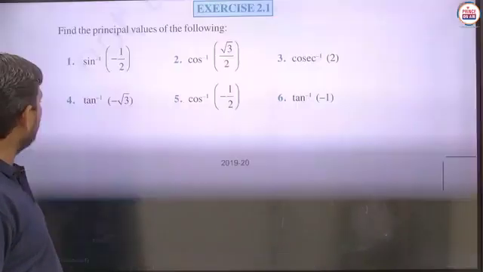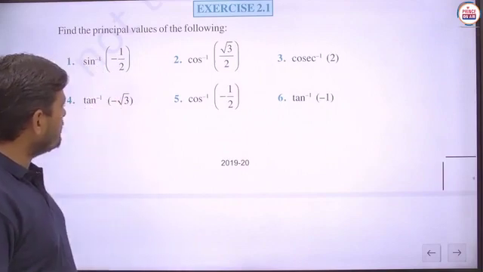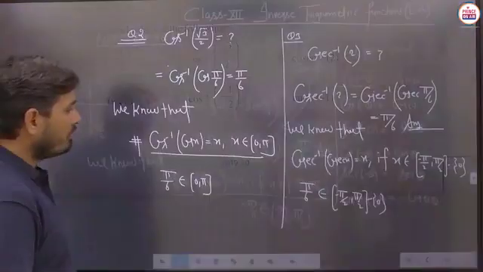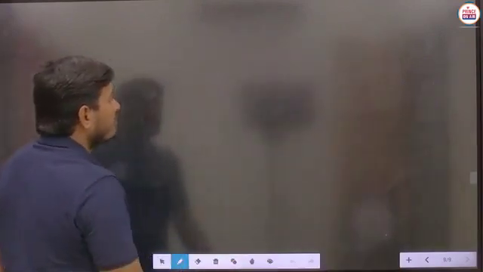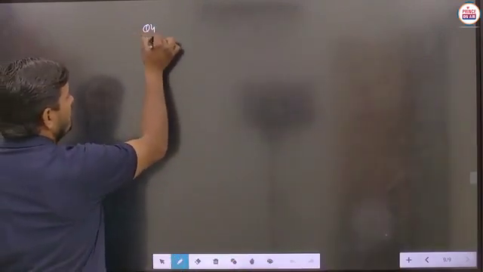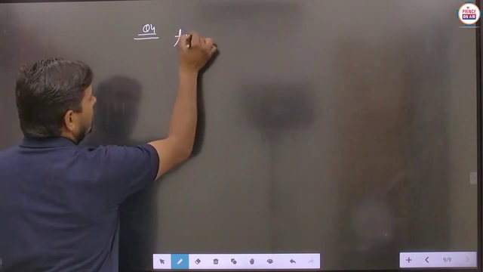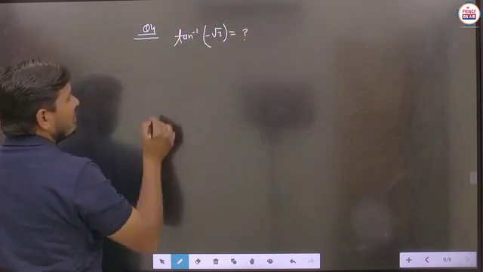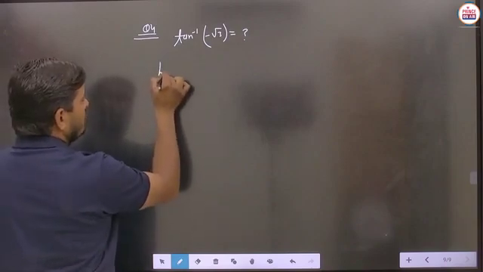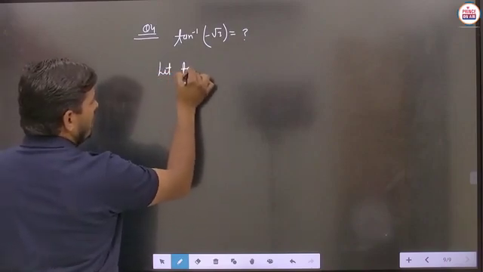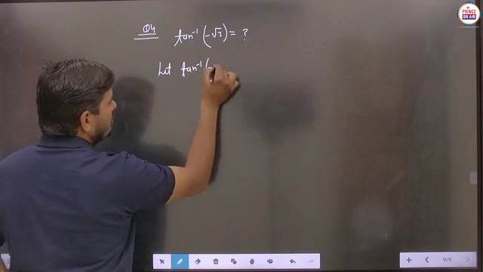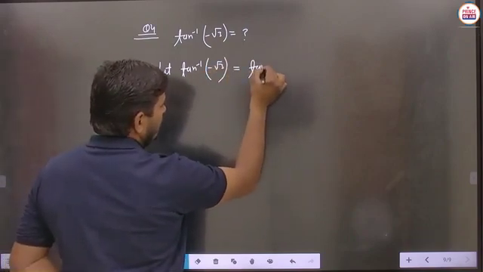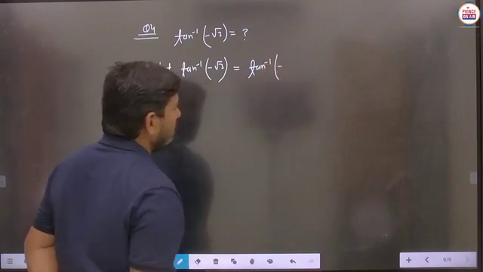Next, question number 4 says that we have to find the principal value of tan inverse of minus root 3. Tan inverse of minus root 3. So in this question number 4, we have to just evaluate this answer. So definitely, student, first of all, let us take tan inverse of minus root 3, and the value of tan will be minus root 3 at what angle?